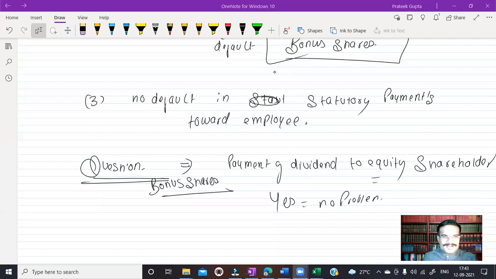Let me see another student's doubt. Archana, please go ahead. Yes, sir. Good evening. Preference shares also you have to pay compulsorily annually at the prescribed rate. So if they default in paying on the preference shares, can they issue bonus? Yes, allowed. Preference also is okay. This is a small loophole in this.